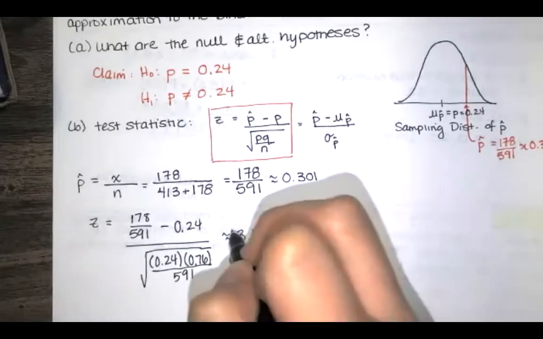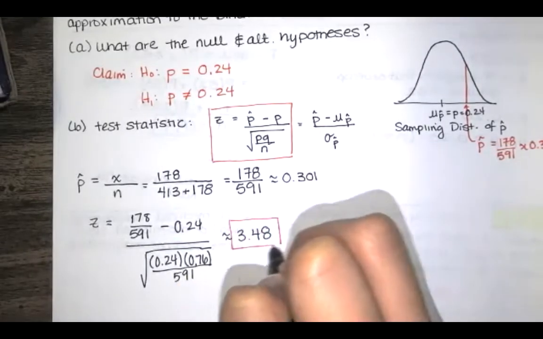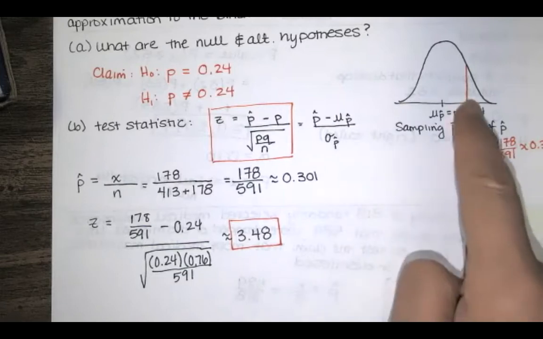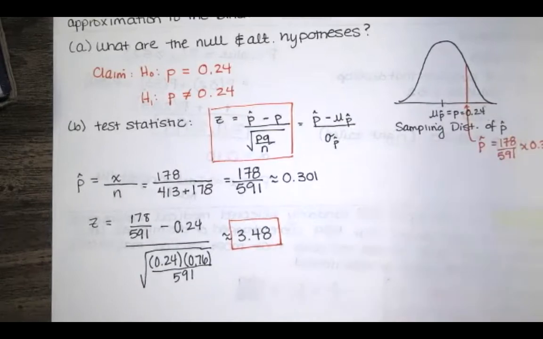And they usually have us round that to 2 decimal places. So that's saying that that p hat is 3.48 standard deviations above the mean. That is quite a few standard deviations above the mean. Normally, when we look at our standard normal distribution, we see about 3 standard deviations on either side of the mean, and this is just a half a standard deviation more than that approximately.